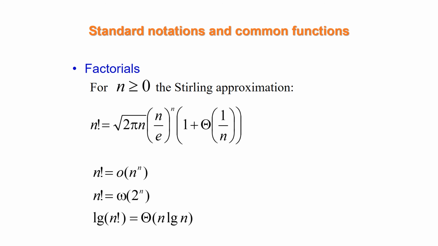Factorials: for n greater than or equal to 0, the Stirling approximation gives factorial n equals root 2 pi n times n over e to the power n times 1 plus theta of 1 over n. Factorial n equals o of n to the power n. Factorial n equals omega of 2 to the power n. Log factorial n equals theta n log n.